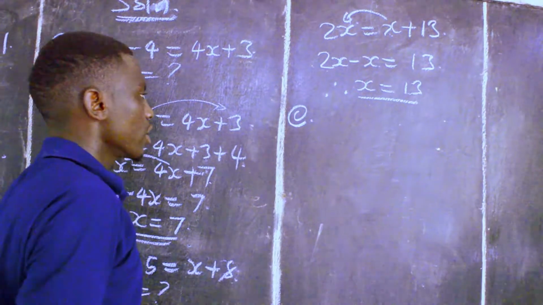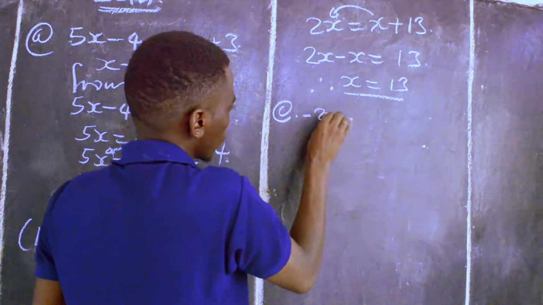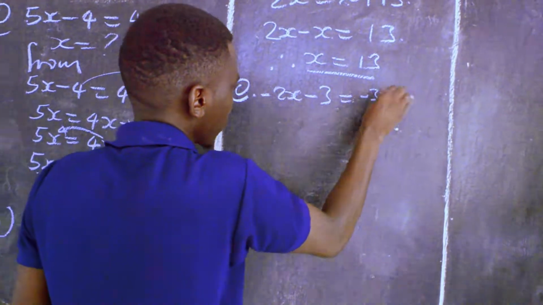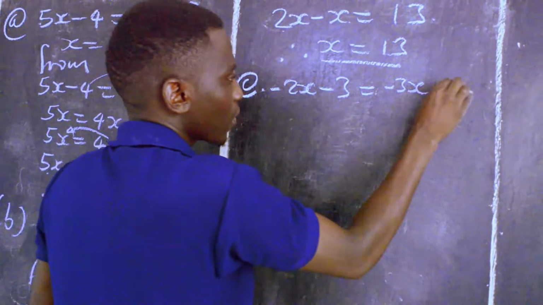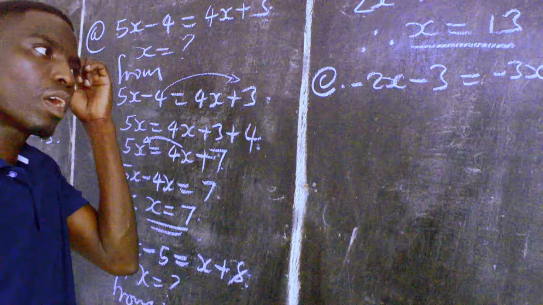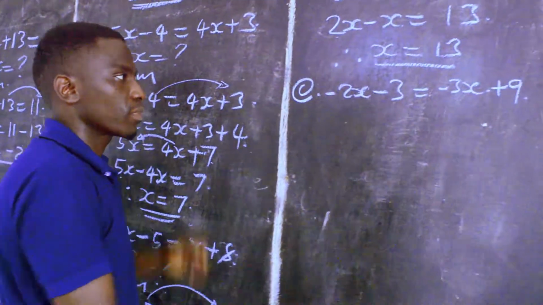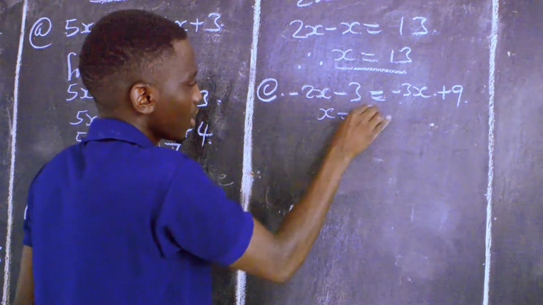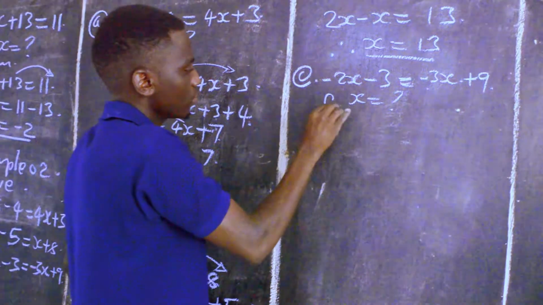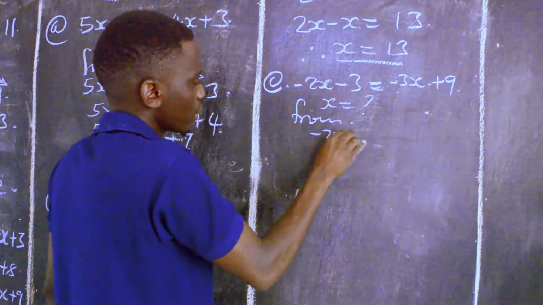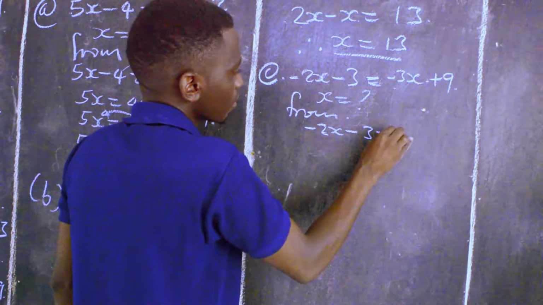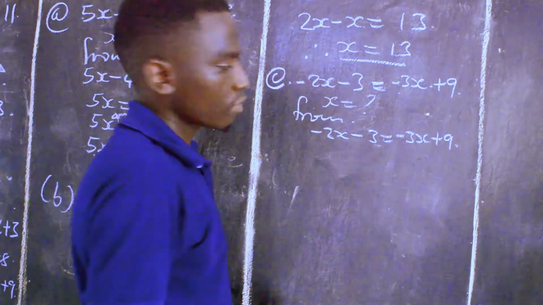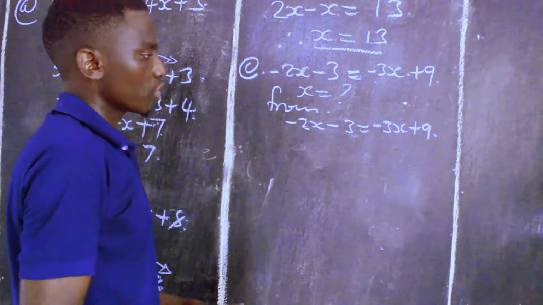Also we have negative 2x minus 3 is equal to negative 3x plus 9. We have this kind of question. So we are finding the value of x in this equation. So from the equation, you have negative 2x minus 3 is equal to negative 3x plus 9. We are finding the value of x in this equation.